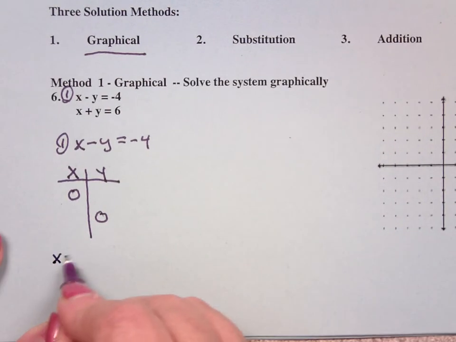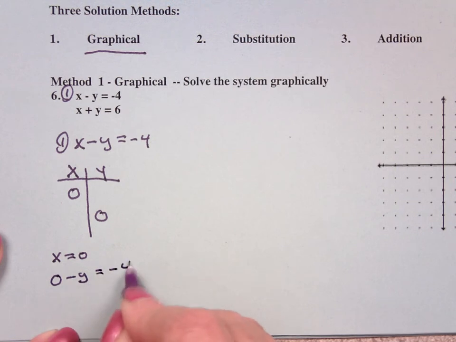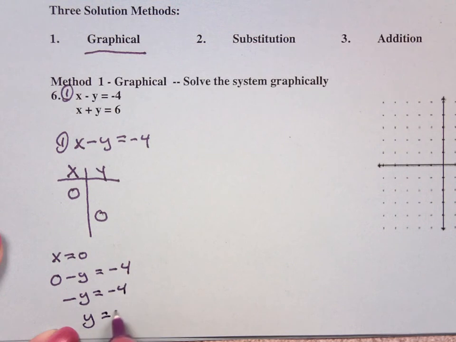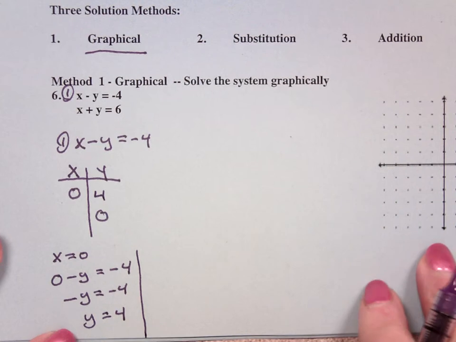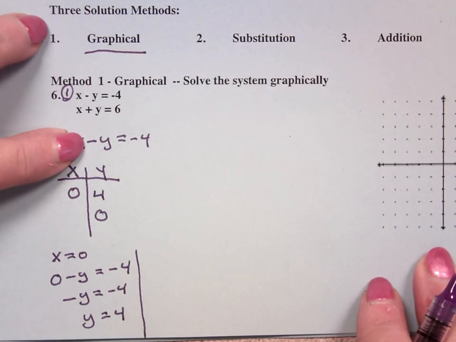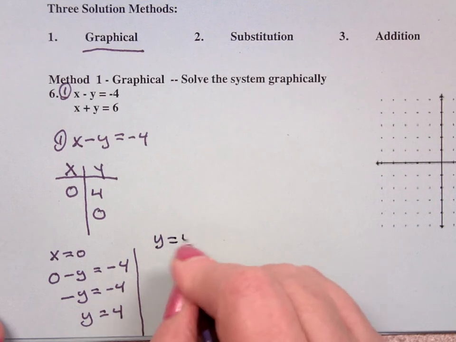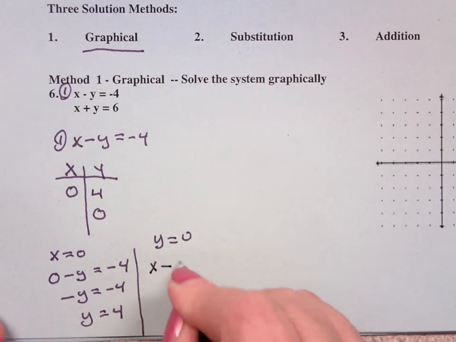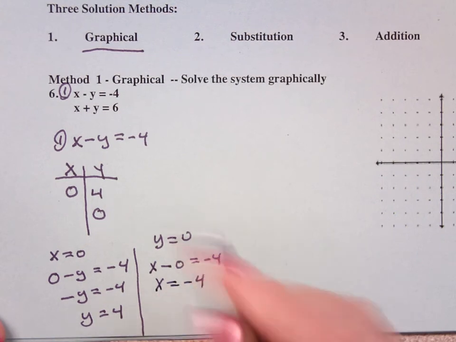So if x equals 0, I get 0 minus y equals -4. Minus y equals -4, or y is 4. Now normally what I do is I come up here, I cover the x up because it's 0. Then I notice minus y equals -4, so y equals 4. And if y equals 0, I get that x minus 0 equals -4, or x equals -4.